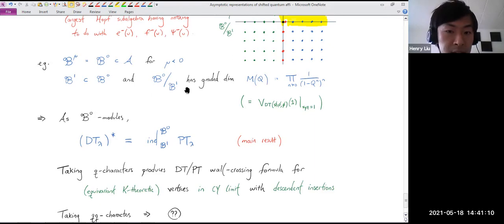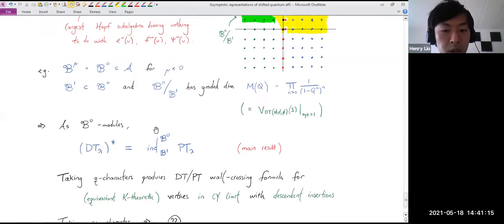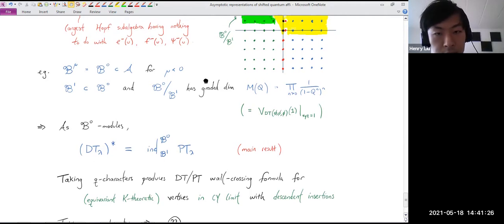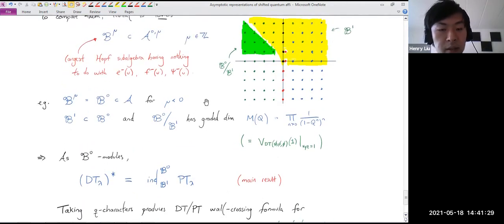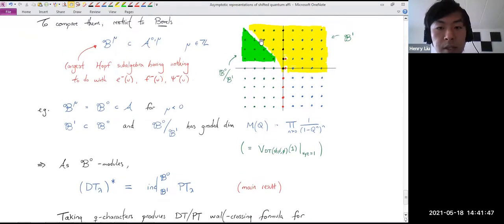And when you pass to characters, not much changes actually. You can show that even when you take Q characters, this induction process from B1 to B naught provides no further contribution to the Q character than what's already present inside the PT module. And so all you have to do is multiply by the dimension of the discrepancy from B1 to B naught. And what's that discrepancy? It's this green triangle here.